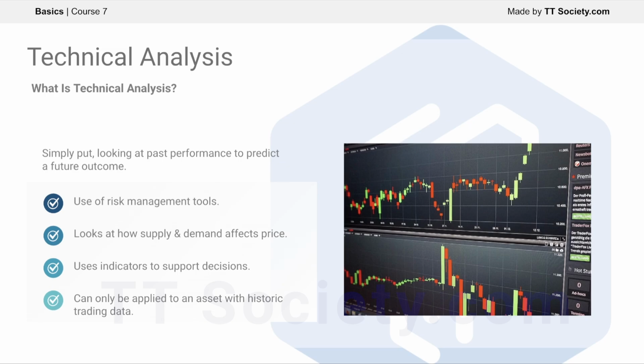And they can only be applied to an asset that has historic trading data. If there is a brand new asset out there in the market which only has 1 or 2 daily candles, that's not enough for an informed decision in technical analysis. Keep that in mind, please. Yeah? So altogether, technical analysis builds the framework of everything we've covered so far. The use of tools, looking at areas of interest, using risk management.